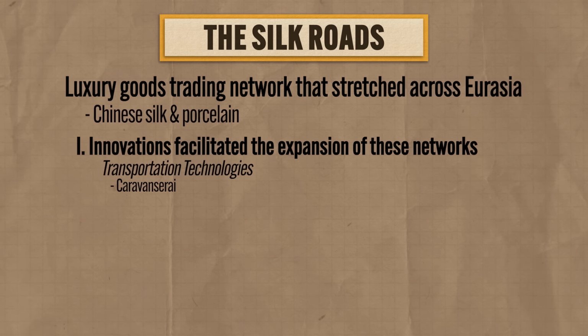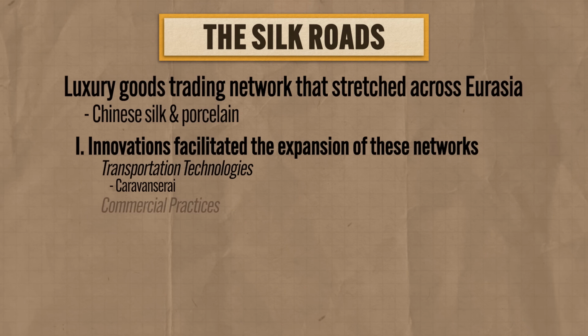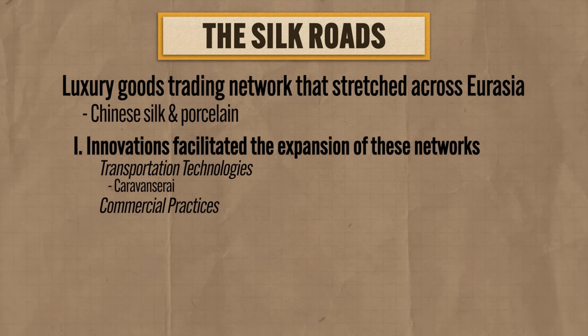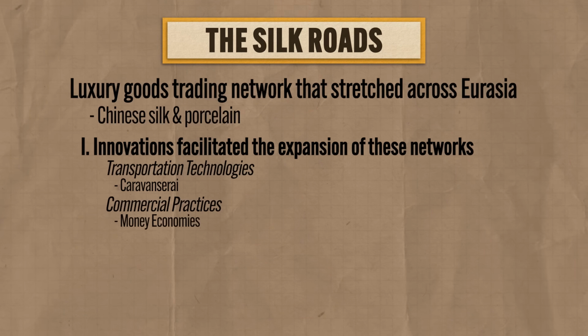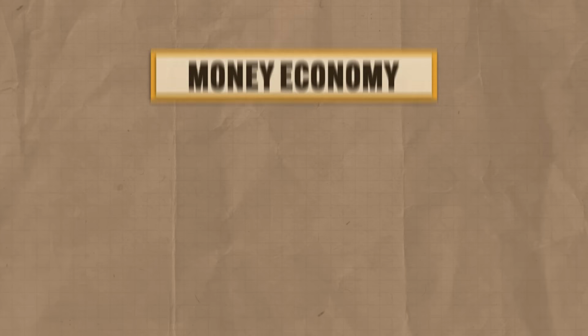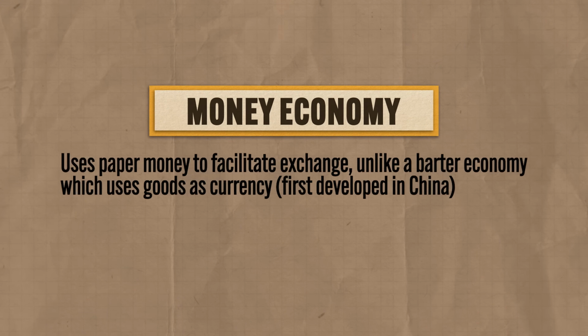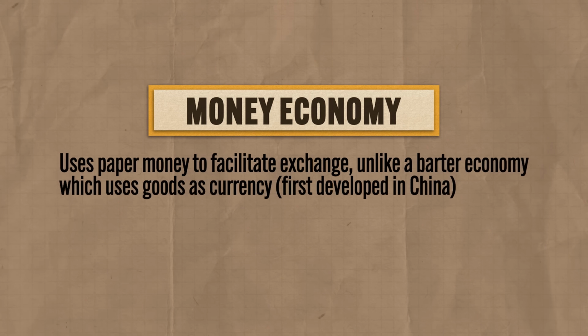All right, the second development that caused the expansion of the Silk Roads were innovations of commercial practices, and that just means buying and selling things became way easier. And here you need to know two of those practices. First was the development of money economies. Now, what in the fresh heck does that mean? Well, a money economy uses paper money to facilitate exchange, unlike a barter economy which uses goods as currency, and this was first developed in China.